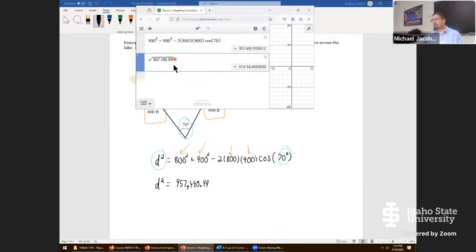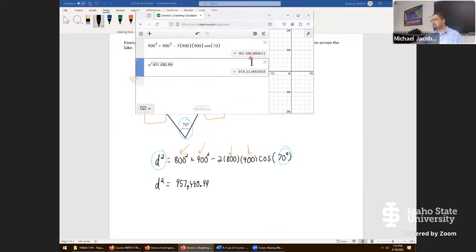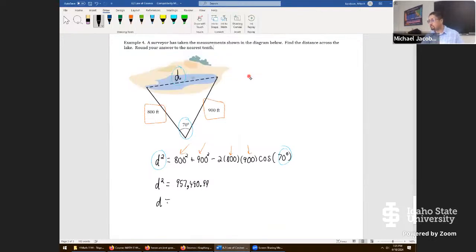957,490.99. That's a pretty accurate answer with 0.99. Only these digits changed. And we are rounding our answer to the nearest tenth. So it looks like the distance across the lake is 978.5 feet. Almost said miles. That would be a really big lake, wouldn't it? So we did it, folks. If that's 800 feet, 900 feet, the 978 feet looks like it's in the right ballpark.